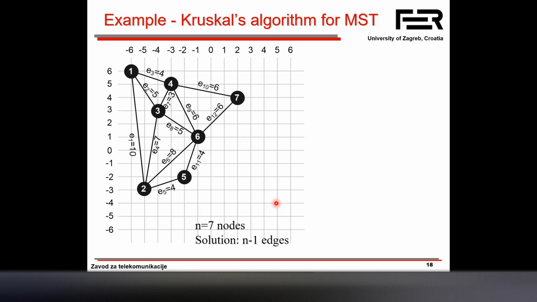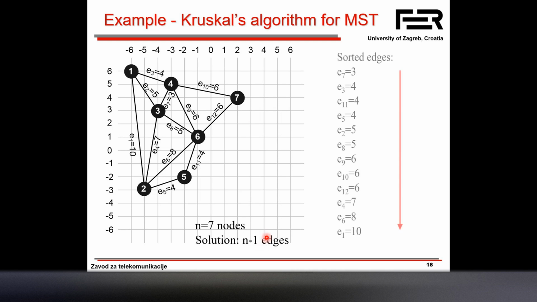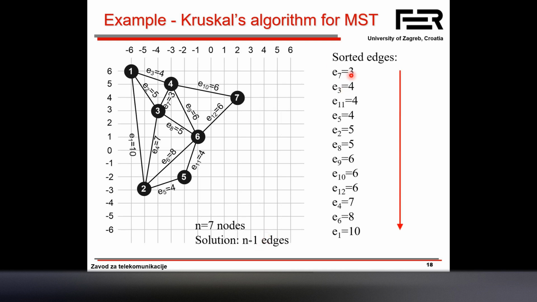Just as a quick example, we have 7 nodes. Our solution is going to be comprised of n-1 edges. If we sort the edges from the least weight to the largest weight, we start adding them here. So E7, E3, E11, E4. Okay, we don't add E2. Why? Because it makes a cycle. So no cycles allowed. We skip it.